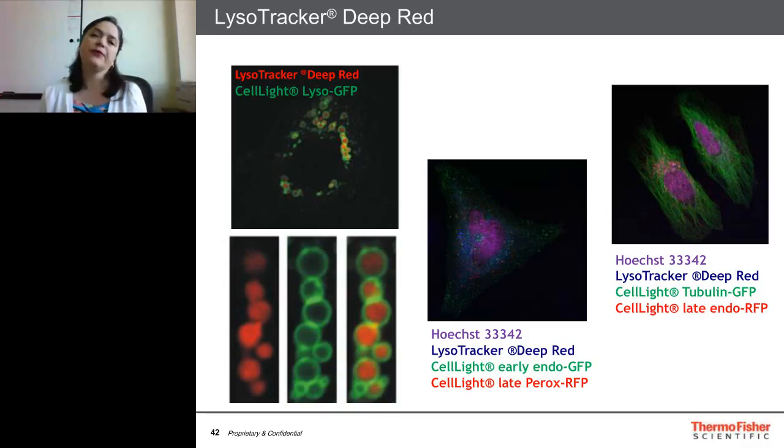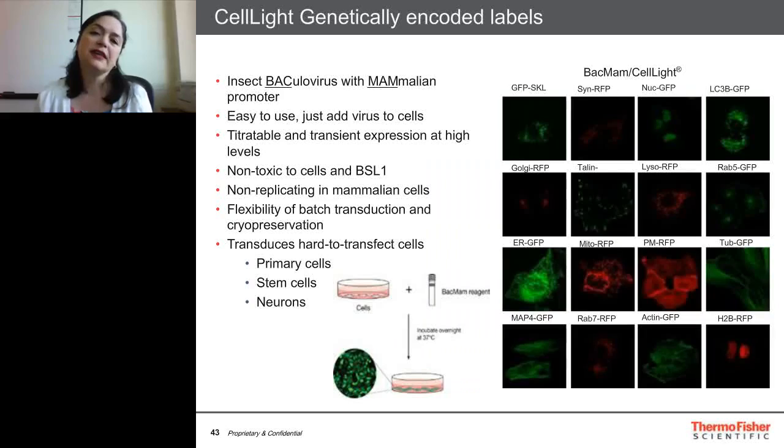Another way to label cells, organelles, and structures is to use genetically encoded labels, and that takes advantage of fluorescent proteins. And you can send the fluorescent proteins to different structures in the cell. The hard part about that is, how do you get that DNA into the cell to start with in order to get your structures labeled with the fluorescent proteins?